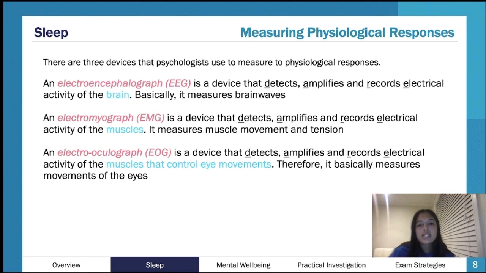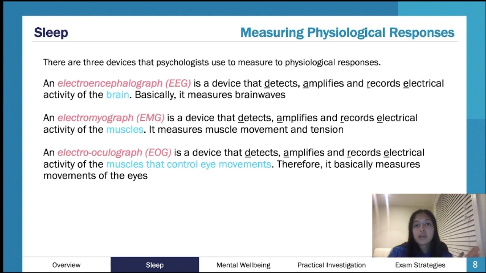If you write detects, amplifies, and records electrical activity of the eyes, that's incorrect because it's not recording electrical activity of the eyes. If you've seen, they use electrodes. With an EEG, you have the electrodes all over the head. With an EOG, you have them around the eyes because, again, it's the muscles. If you were to say detects, amplifies, and records electrical activity of the eyes, that would almost imply that you're putting electrodes on the eyeballs. So again, it's just a bit of a nitpicky thing. This is probably the most specific psych gets. Usually, they're very lenient with the terms you use and things like that.